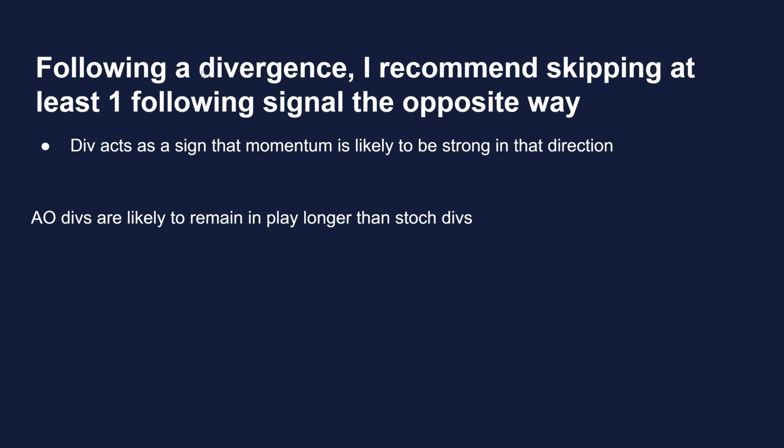So after a divergence, I recommend skipping at least one following signal the opposite way. Because a divergence acts like a sign that momentum is likely to be strong in the direction the div is pointing, I will tend to be cautious in taking trades against that trend, especially with awesome oscillator divs because the AO is a slower indicator. It's likely to remain in play for a long time. So if you have a divergence that's in play or one recently, I would recommend against taking trades that point the opposite direction.